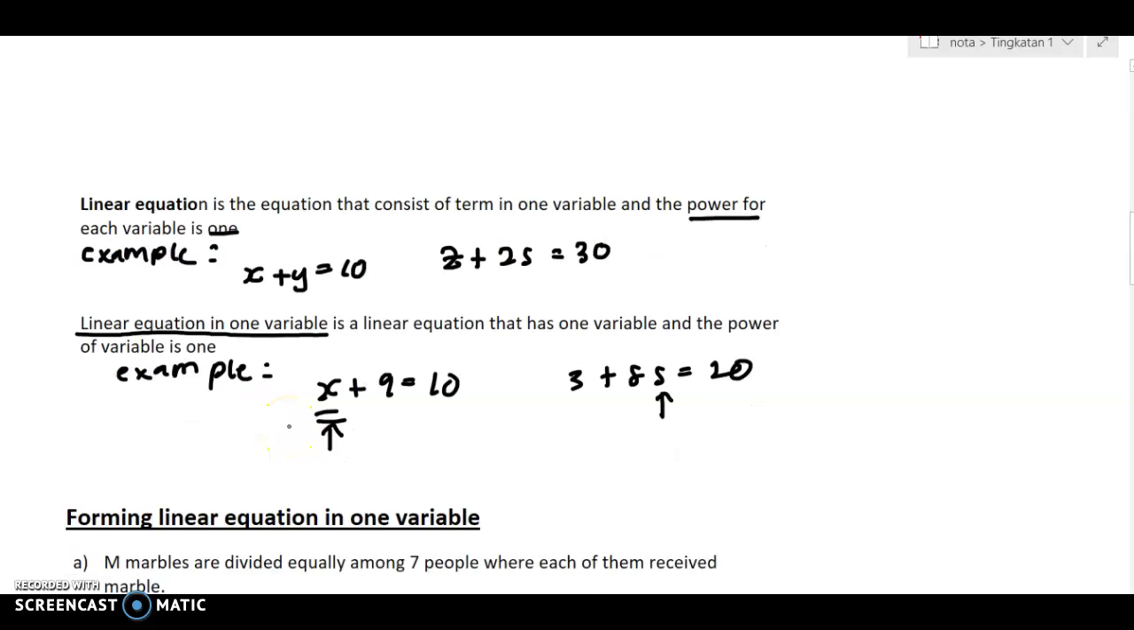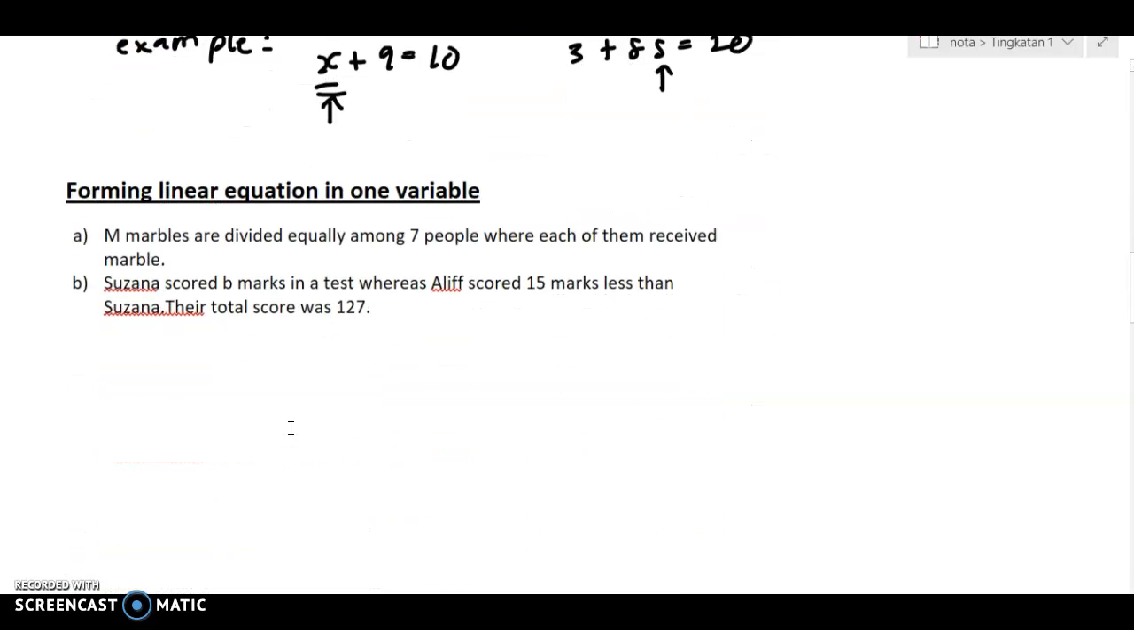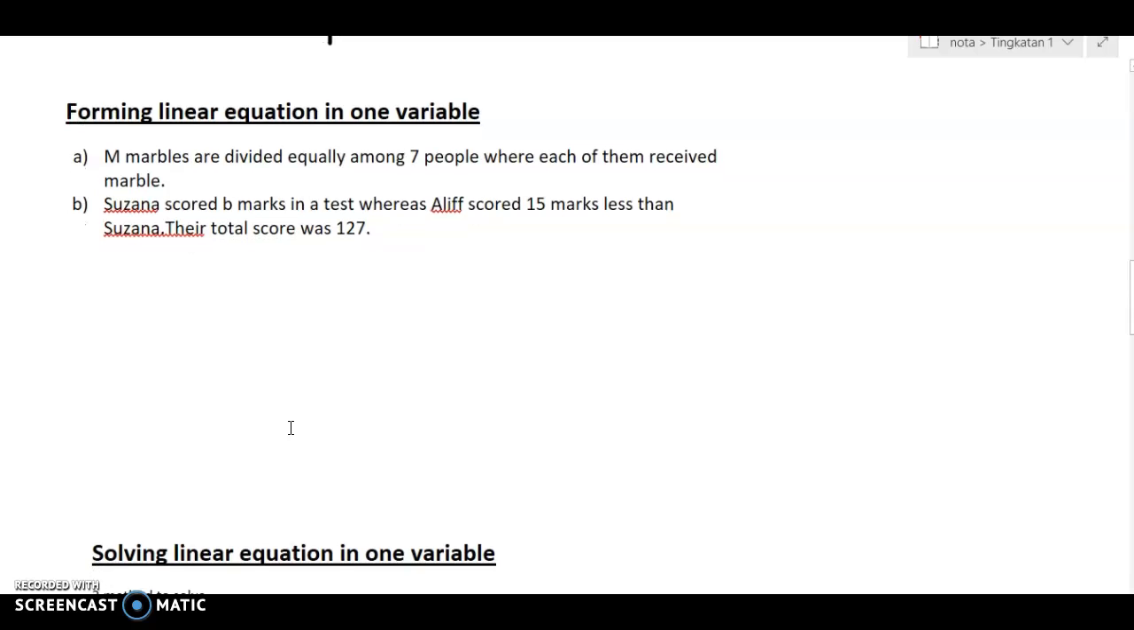Now how to form a linear equation in one variable? We have a situation over here. For example, m marbles are divided equally among 7 people where each of them receives a marble. So how do we want to solve this?